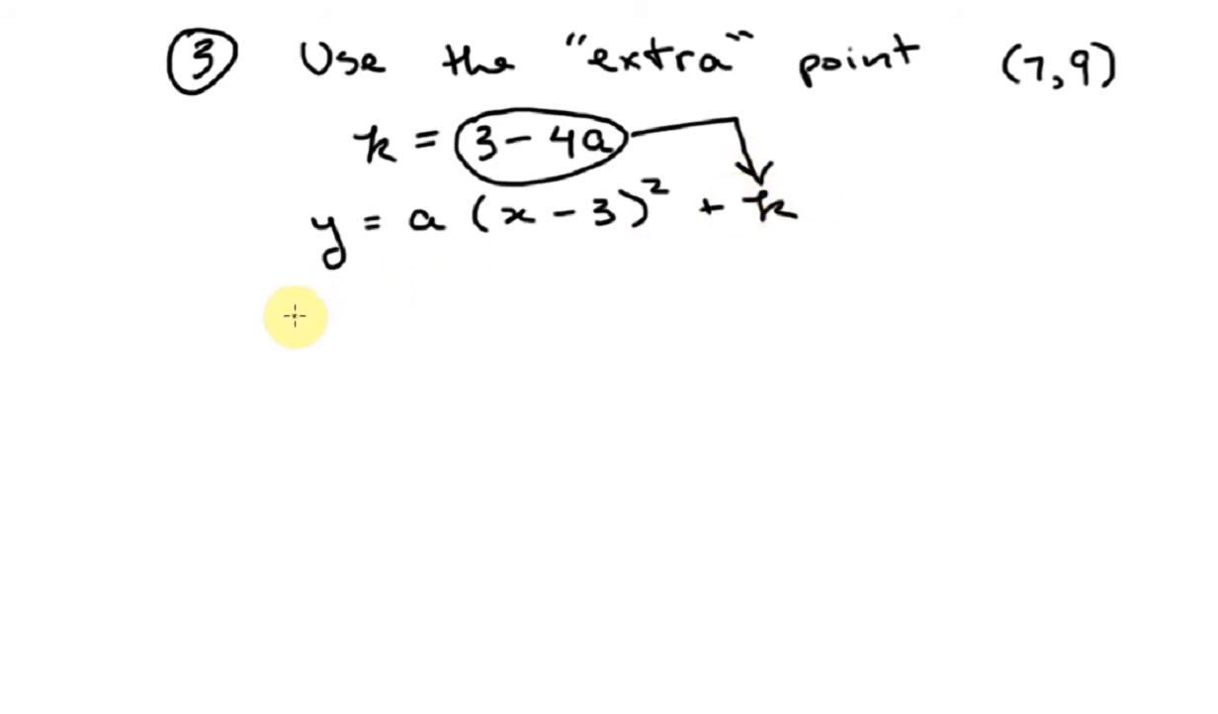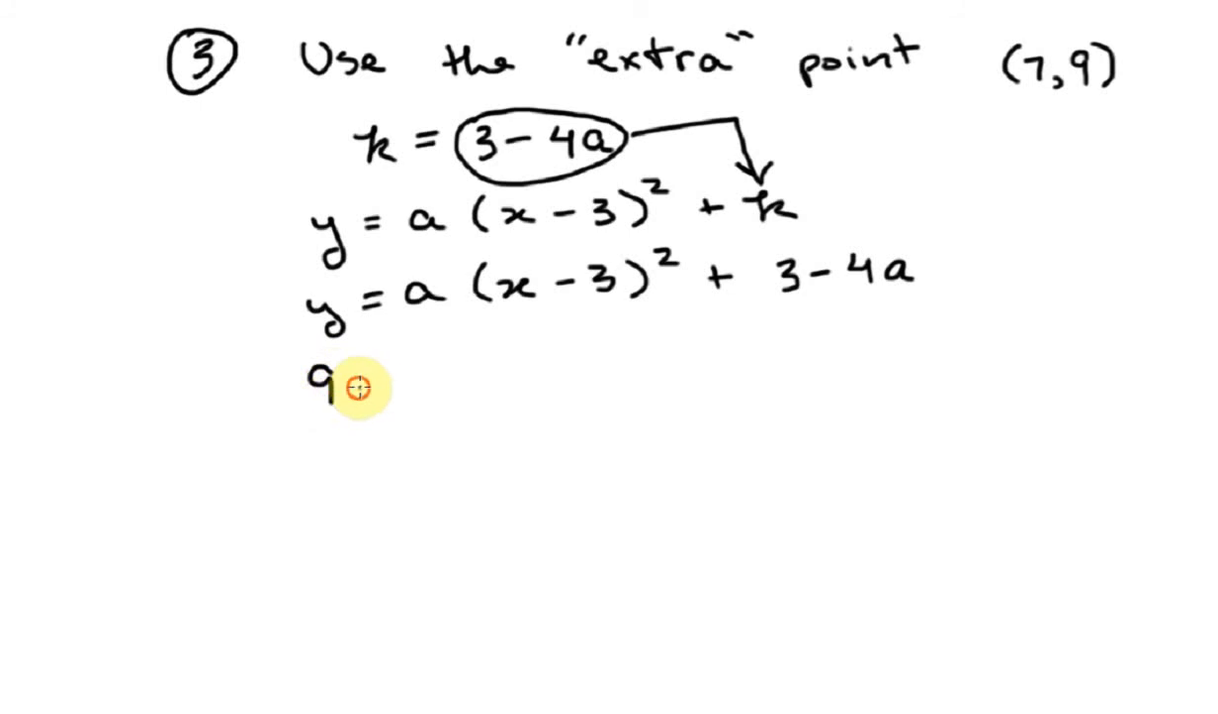So what I'm going to have is y equals a times (x minus 3) all squared plus, now instead of putting k in here, I'm going to replace it with 3 minus 4a. Because this was plus, I don't have to put brackets around this, so I can just write it as 3 minus 4a. Now I'm going to bring in this point with the coordinates of 7 and 9. So the y-coordinate is 9, and for the x-coordinate we have 7.